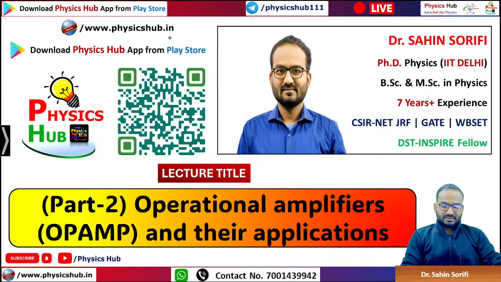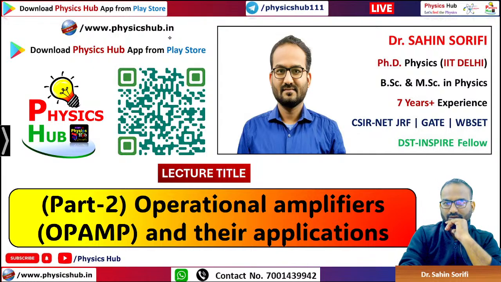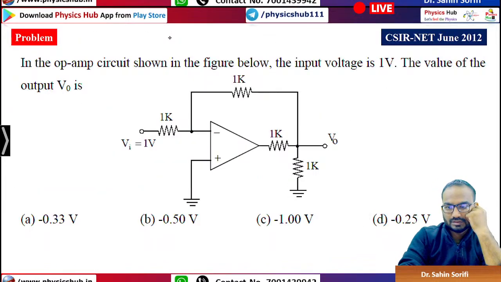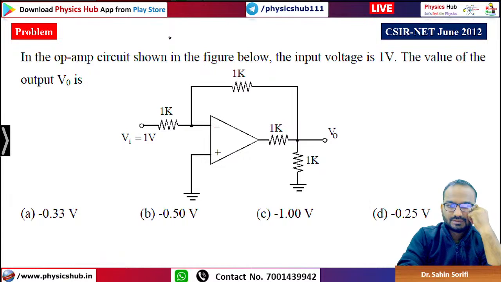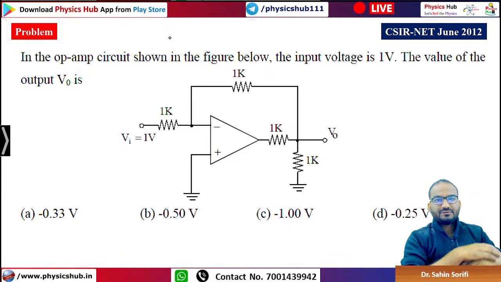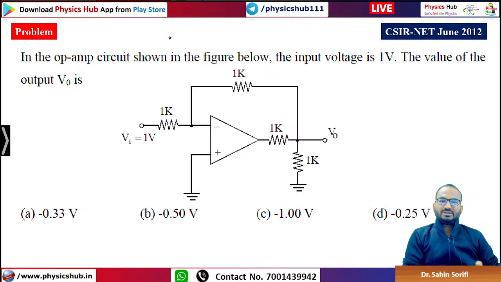Today we'll be discussing the second part of OPAMP, operational amplifier and their applications. And we gave you a homework. Have you tried this? In the OPAMP circuit shown in the figure below, the input voltage is 1 volt. The value of the output voltage is.